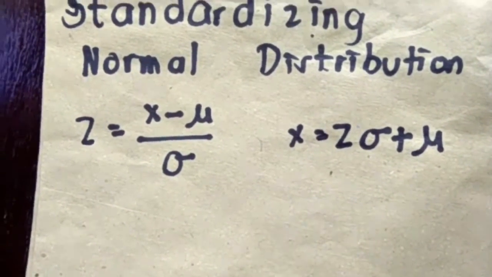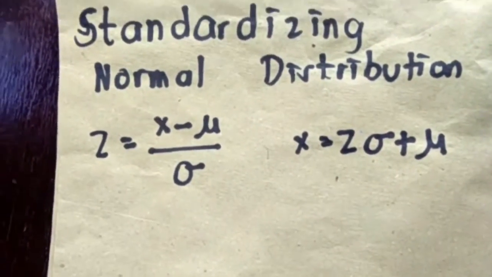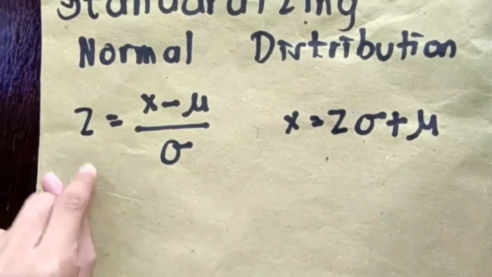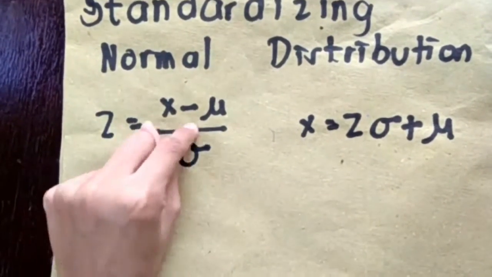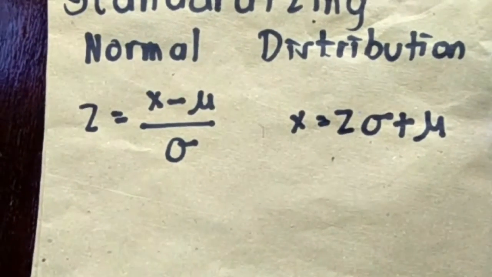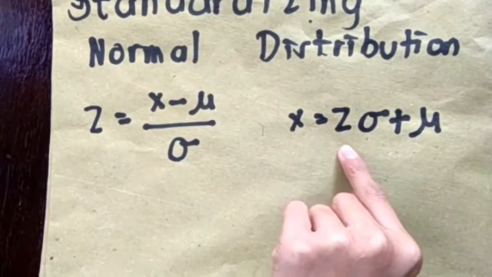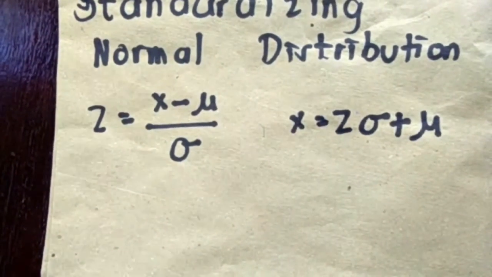I'm going to teach you how to evaluate or find the z-score and real score using the formula of z-score, which is z equals real score minus mean divided by the standard deviation, and the formula of real score, which is x equals z-score times standard deviation plus mean. We have an example here on how to convert real score to z-score.